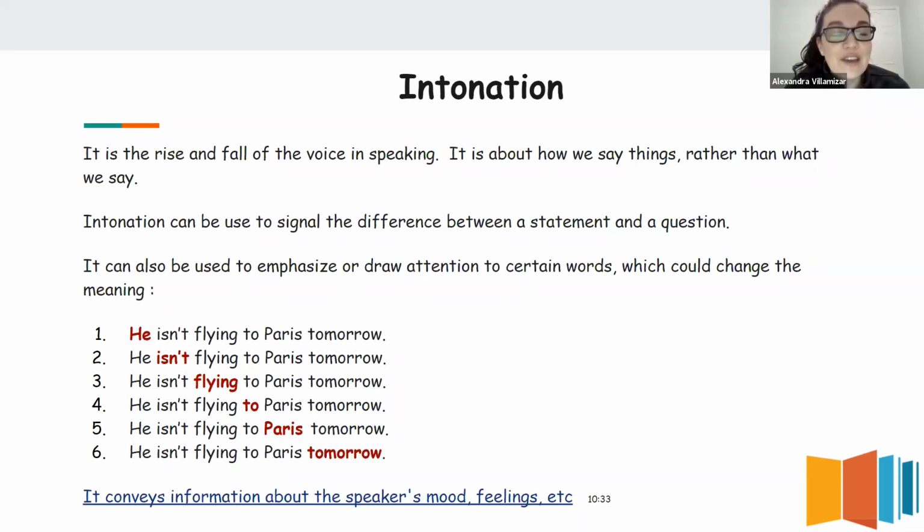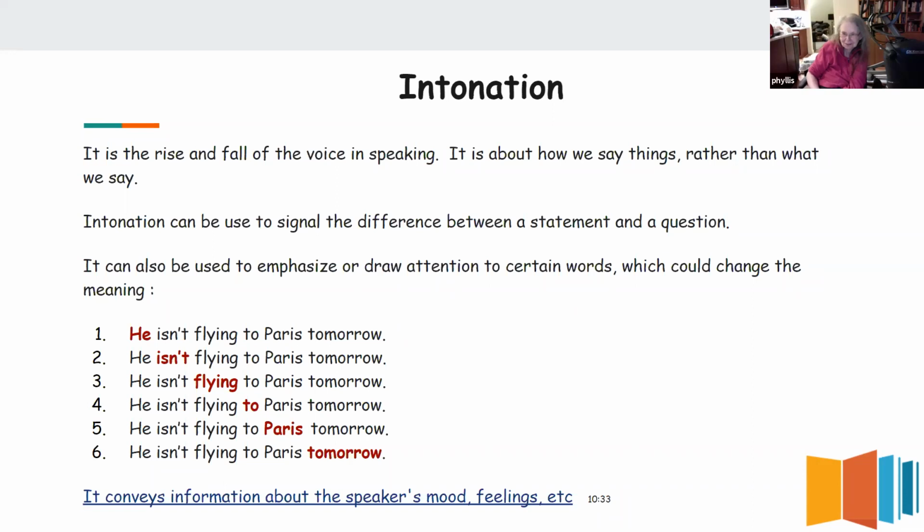And then number 5. Who would like to read number 5? I'll read it, Amy. He isn't flying to Paris tomorrow. What does it tell me? He might be flying to London or the UK, London or Brussels, somewhere else. Thanks so much. And number 6. He isn't flying to Paris tomorrow. What does it tell me? It says he's going another day.